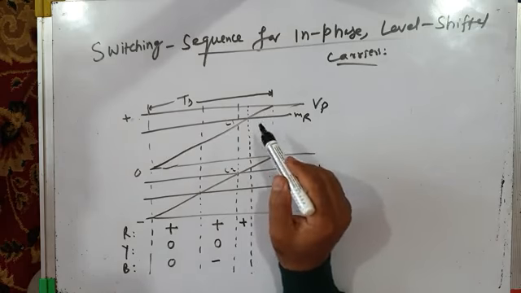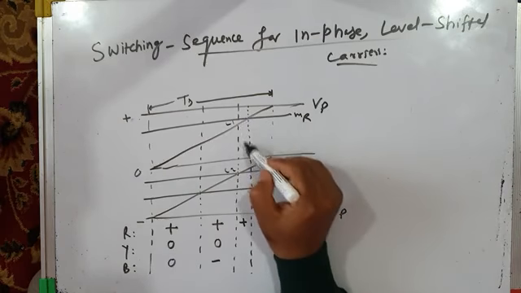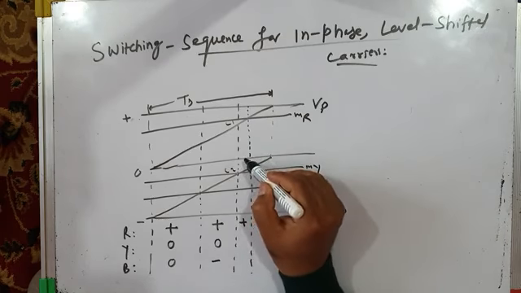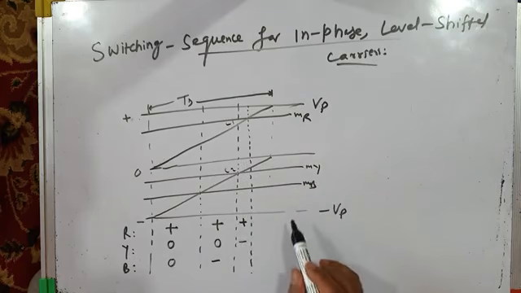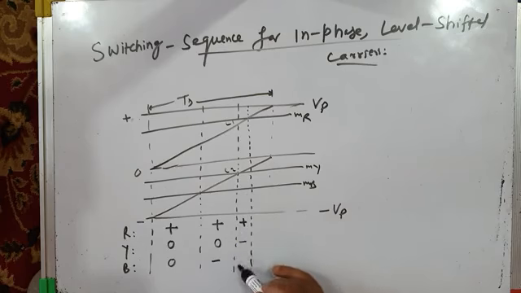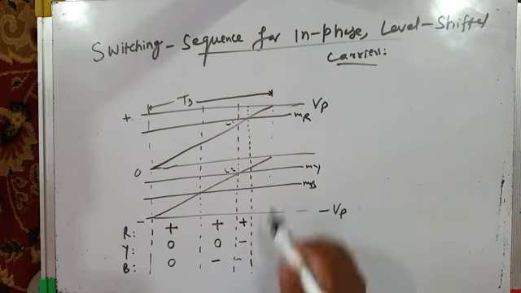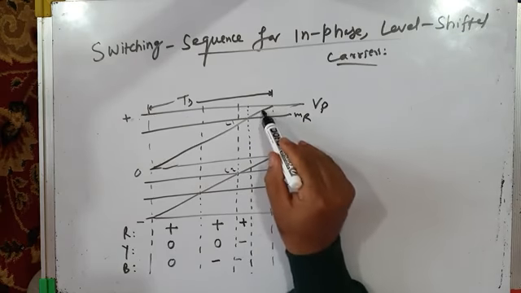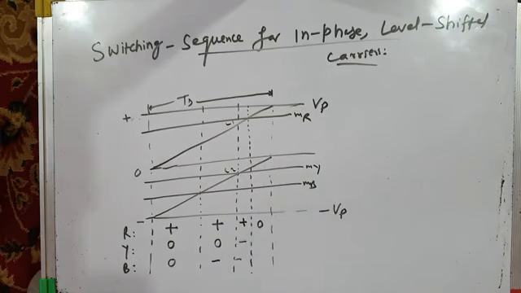Yes. Here, yes, MR is greater than both the carriers, plus. What about MY? MY is less than both the carriers, so minus. And what about MB? MB is also less than both the carriers, minus. So plus, minus, minus. Okay. And finally, we have this period. During this period, MR is now less than this carrier but greater than this carrier, so 0. MY is less than both the carriers, minus. MB is also less than both the carriers, minus.